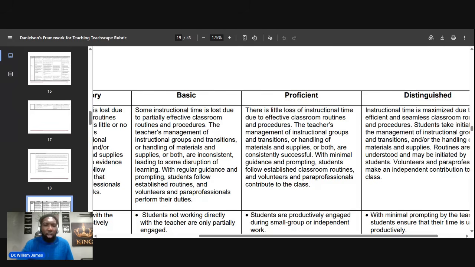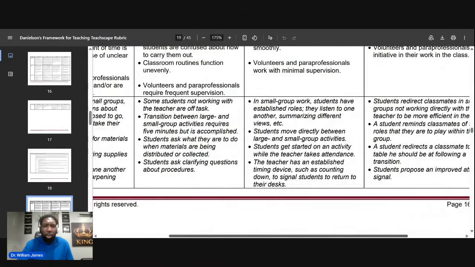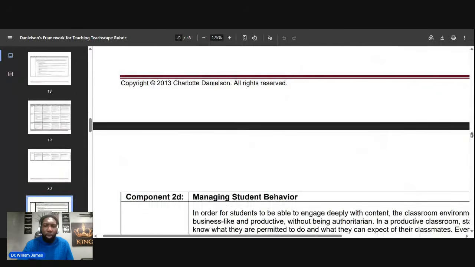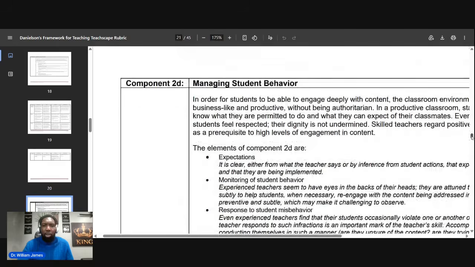So I'll switch it up. Let me see while we're still here, because I'm going to switch it up and get into some data too. I want to look at the threes, because they place the most emphasis on component 3. So wait, let's look at that. Managing student behavior.